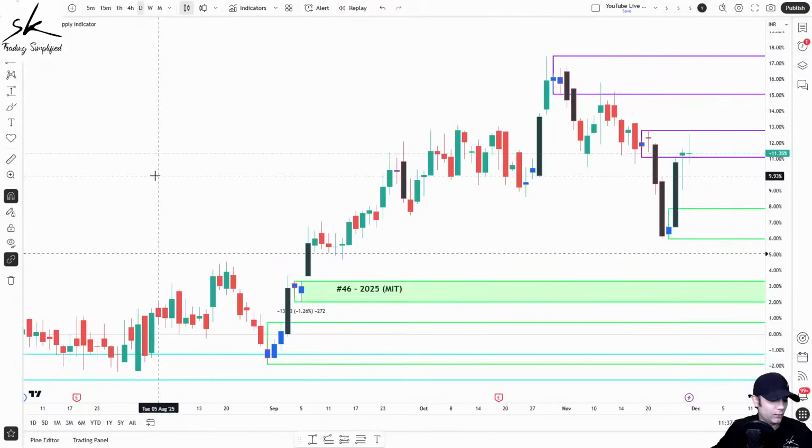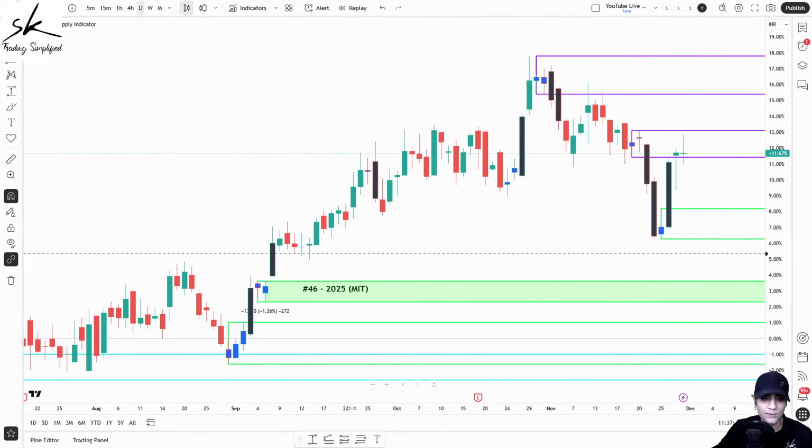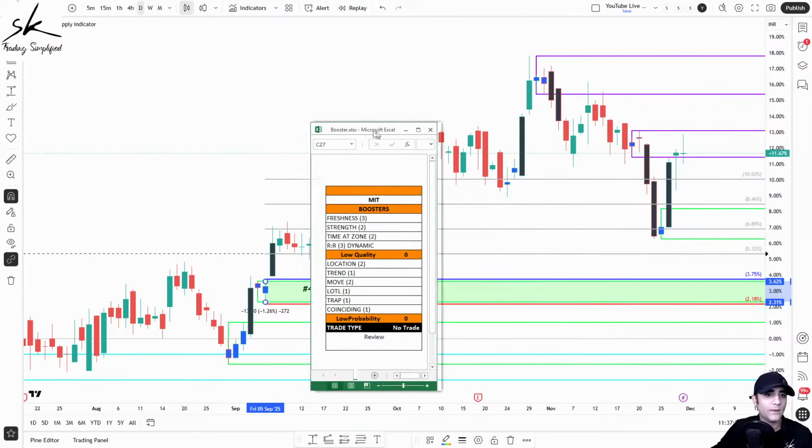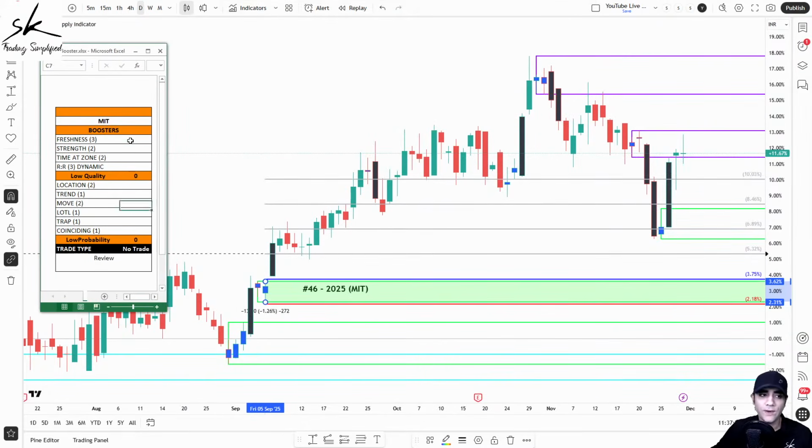So let's go to the booster sheet and let's start applying the boosters. And before we do that, let me also mark my areas. So, booster sheet. The first one is freshness. The zone is definitely fresh, gets a score of 3. If you talk about the strength, even if you forget the gap for a minute, you can see the move is an explosive move. That is the reason the indicator is marking for us. But yes, being a gap, by default, it is a score of 2. Time at the zone, we only have 2 candles, gets a score of 2.